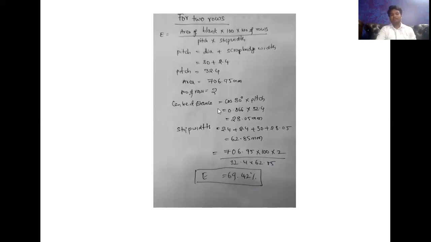To calculate the center distance, it is taken as cos 30 degrees into pitch. So cos 30 is 0.866 into 32.4. In total it is 28.05 mm.